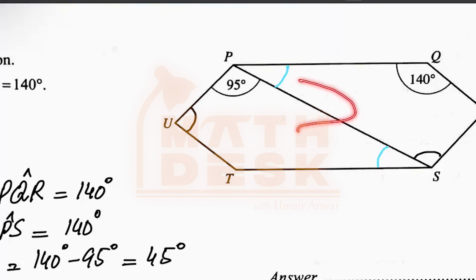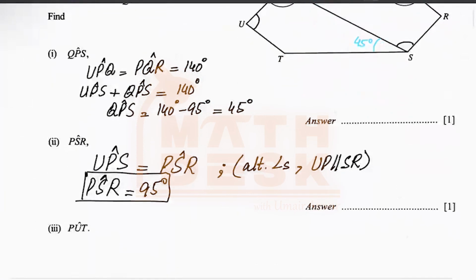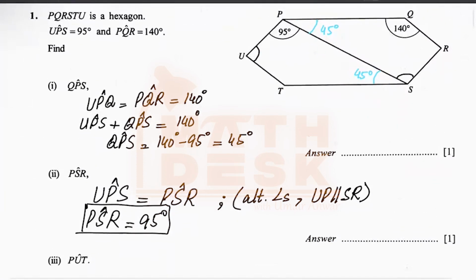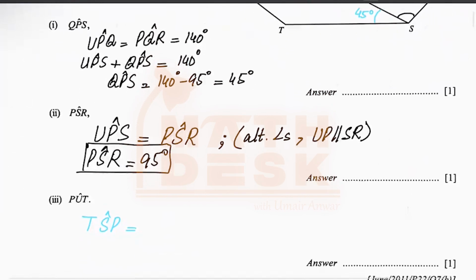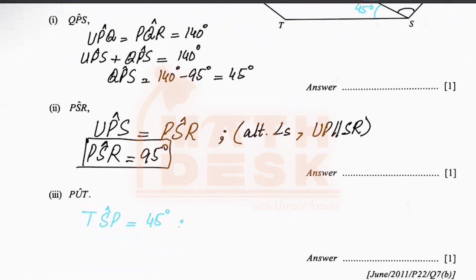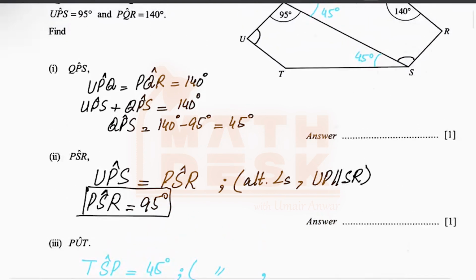We have found out the value for this angle. If that was 45, this angle is also going to be equal to 45. So the first thing is that angle TSP would be equal to angle 45. And again, the same argument that these are alternate angles. And this time TS and PQ are parallel. So TS is parallel to PQ for this part.